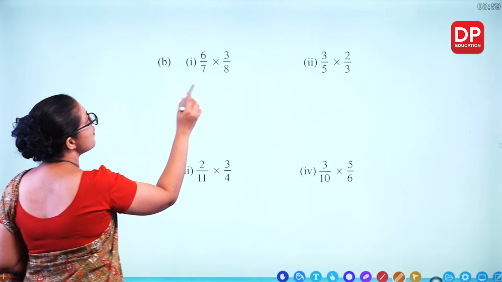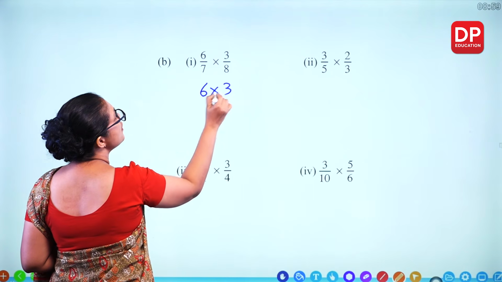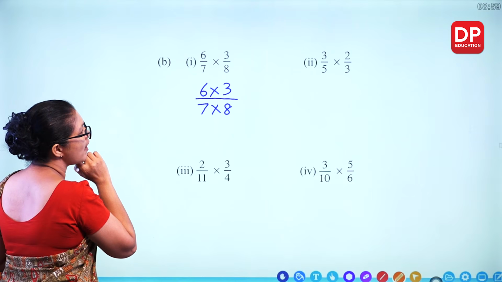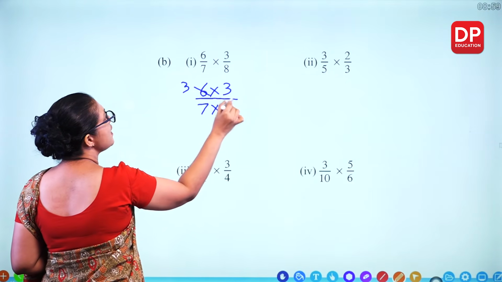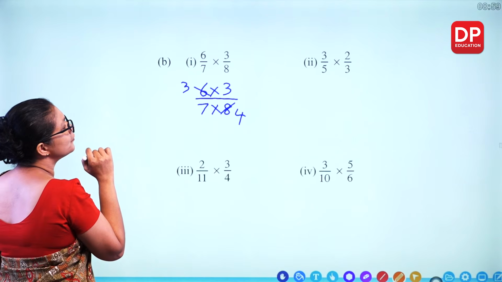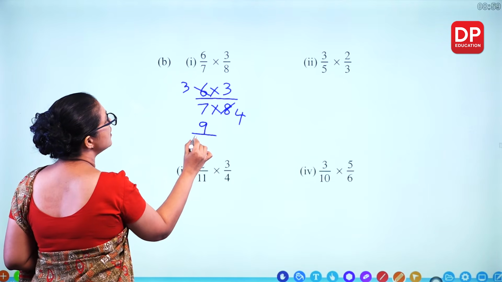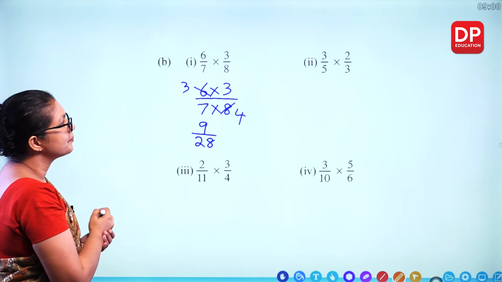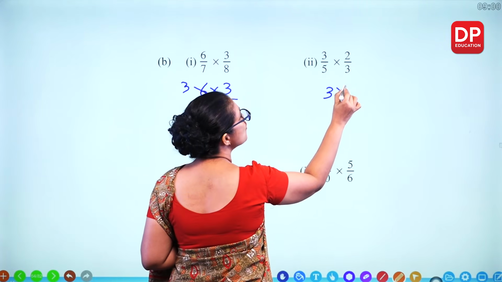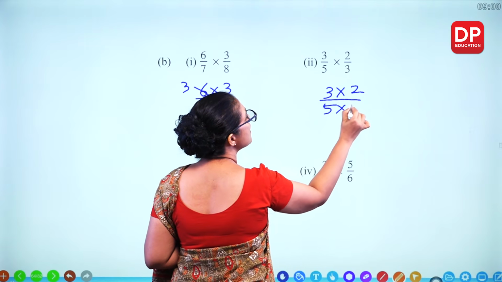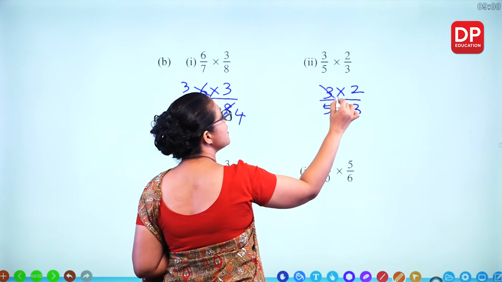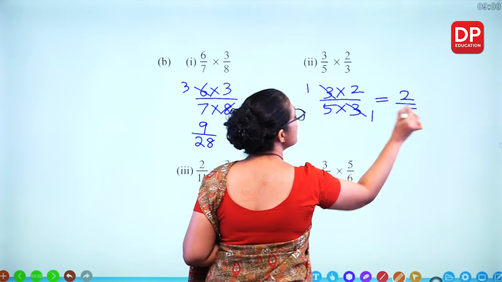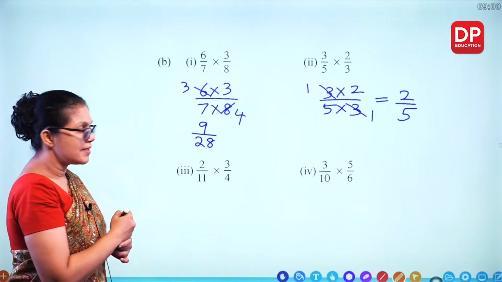Again, two fractions multiplication. Multiply the numerator separately, denominator separately, and see whether you can simplify. 2 times 3, 2 times 4. So what's the answer? 9 over 28. 3 times 2 and 5 times 3. You can simplify. 3 and 3 get cancelled out. So what's the final answer? 2 over 5.